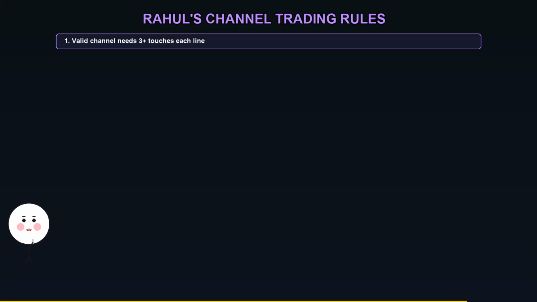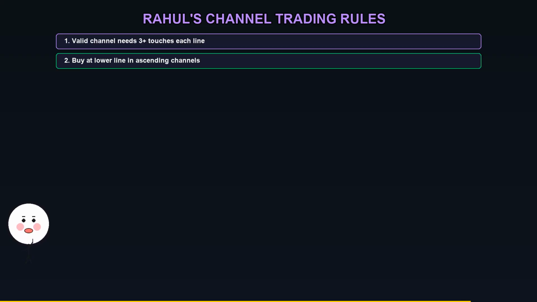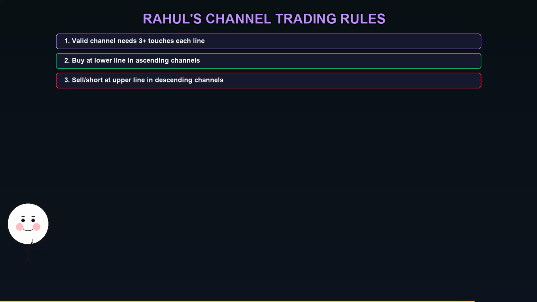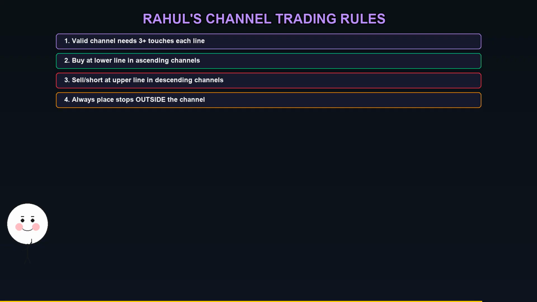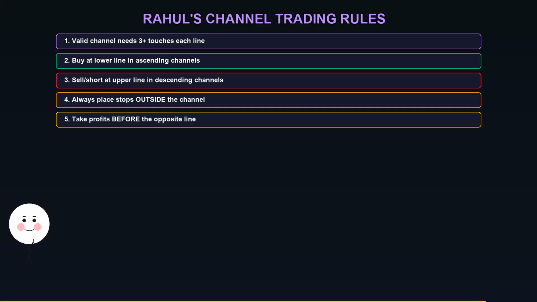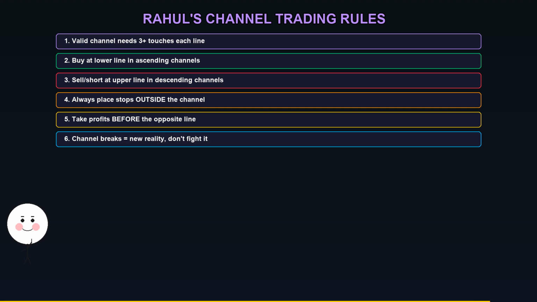Rahul's channel trading rules. 1. A valid channel needs at least 3 touches on each line. 2. Buy at the lower line in ascending channels. 3. Sell or short at the upper line in descending channels. 4. Always place stops outside the channel. 5. Take profits before the opposite channel line, not at it. 6. When the channel breaks, do not fight it. Accept the new reality and look for the next setup.